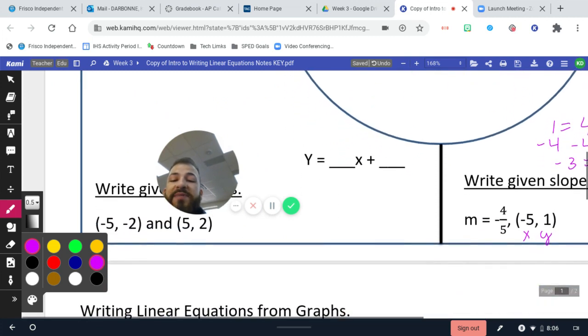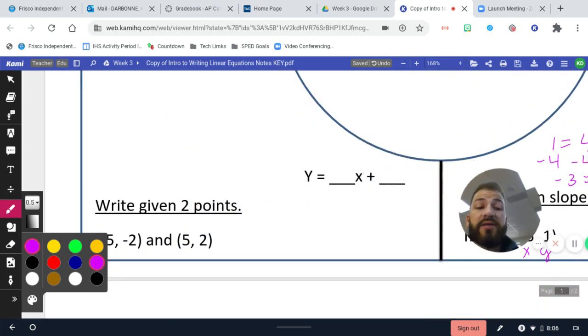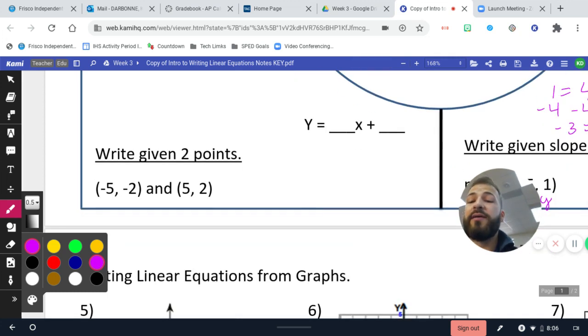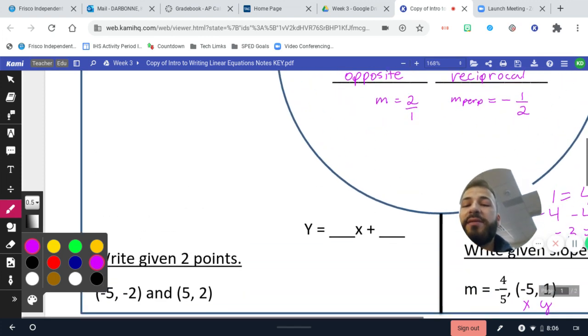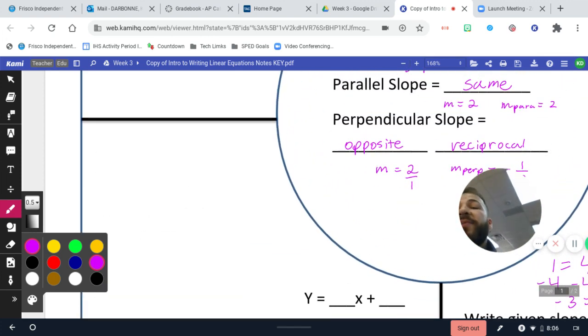Last but not least, we want to write our y-intercept equation given 2 points. So this one, I'm not given an intercept, I'm not given slope, I'm just given 2 points. So I have to find both things. The first thing that you always want to find is slope. So I find my slope by lining up my 2 points: -5, comma -2, over 5, comma 2.